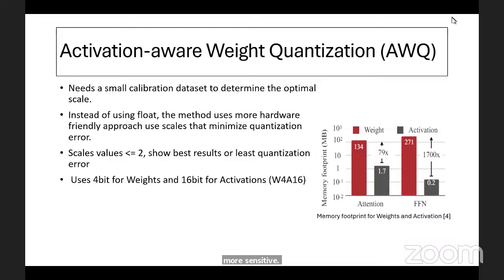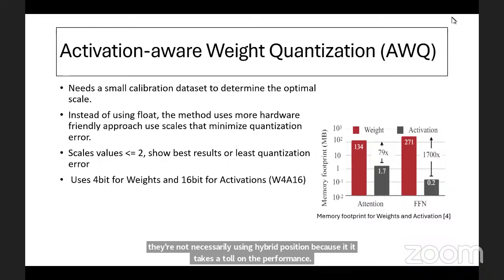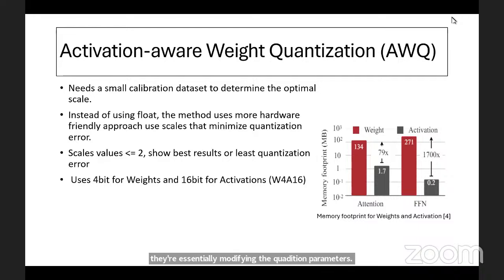They're not necessarily using higher bit precision because it takes a toll on the performance, but they're essentially modifying the quantization parameters to minimize the quantization error. So this is a way to identify the sensitive weights and use techniques to minimize quantization error for them. The way they evaluate this algorithm is through mixed precision. So they use floating point, FP16 for example, for the salient weights.